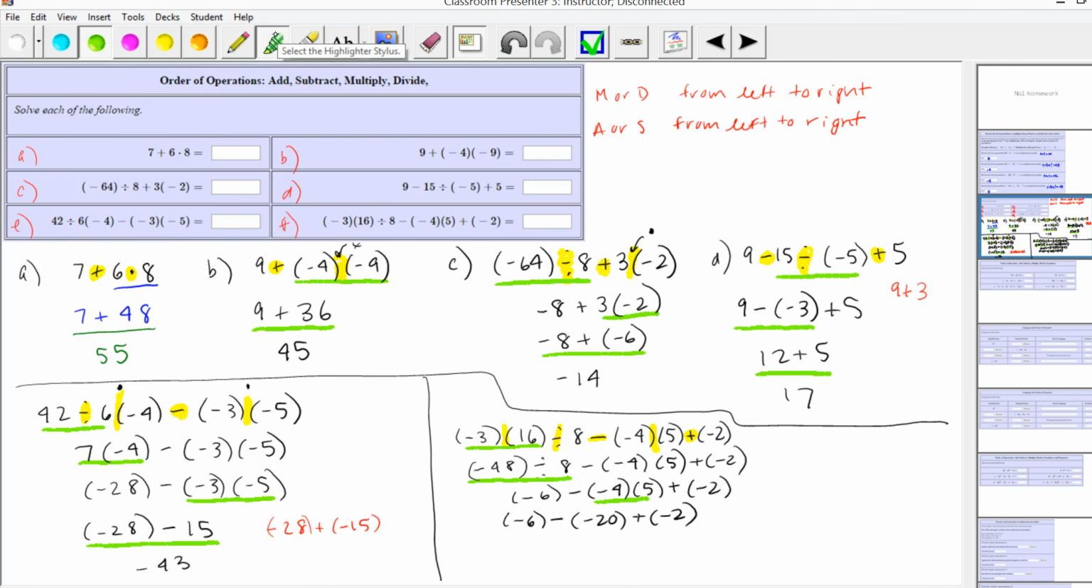The subtraction is first. And I'm just going to show this on the side again. So subtracting a negative is the same as adding its opposite, which is a positive. So this is equivalent to negative 6 plus 20, which is 14, plus negative 2. And 14 plus negative 2 is 12.